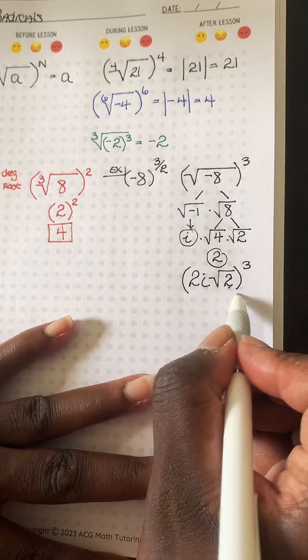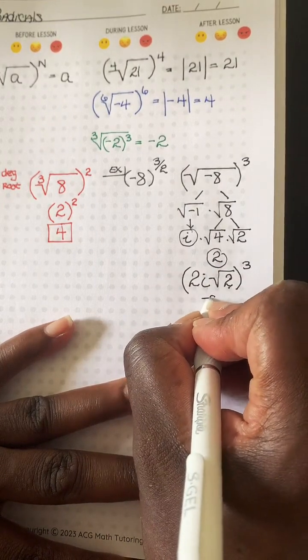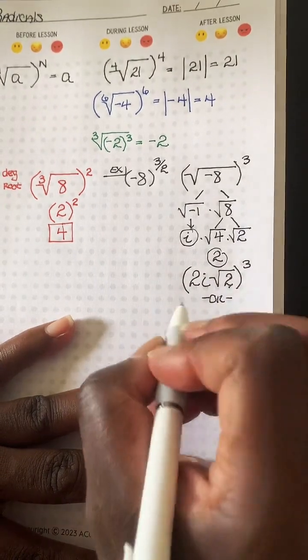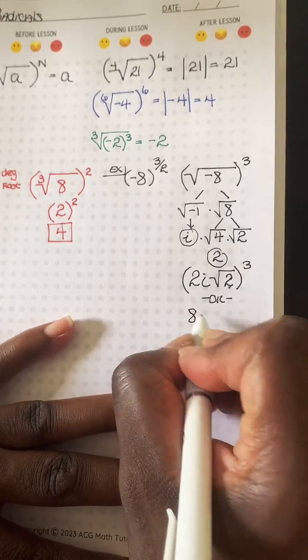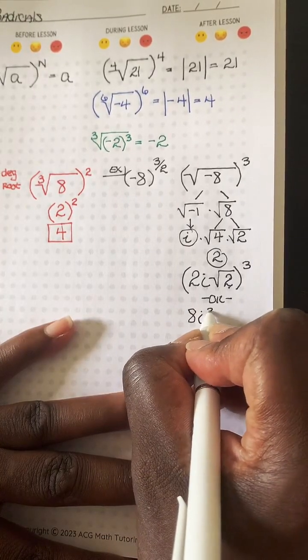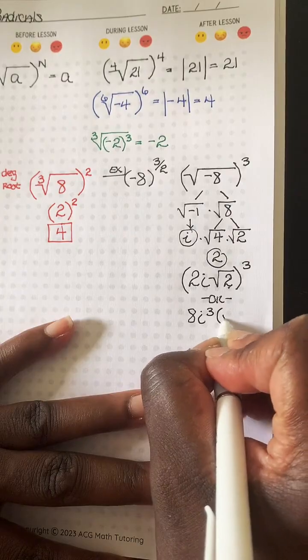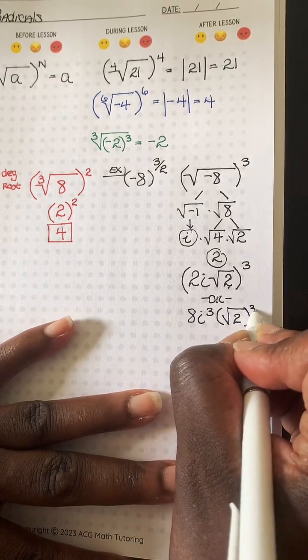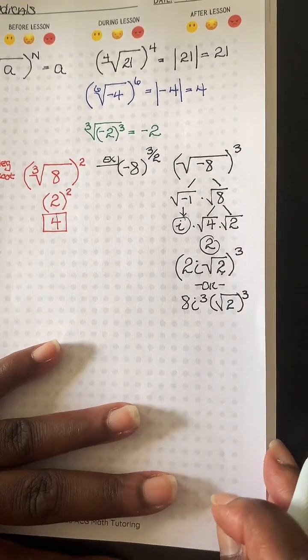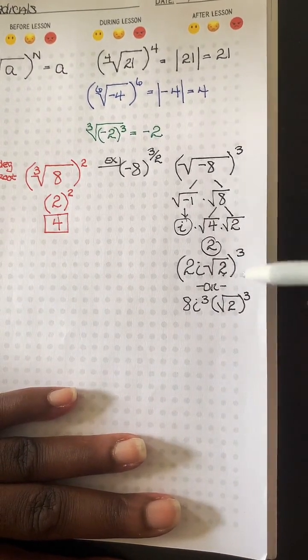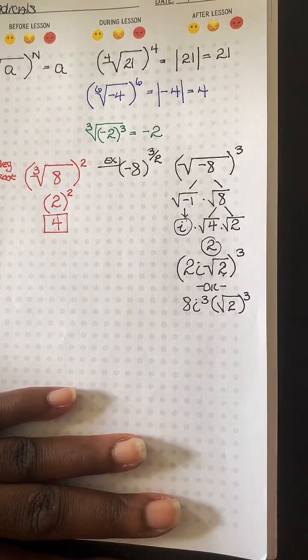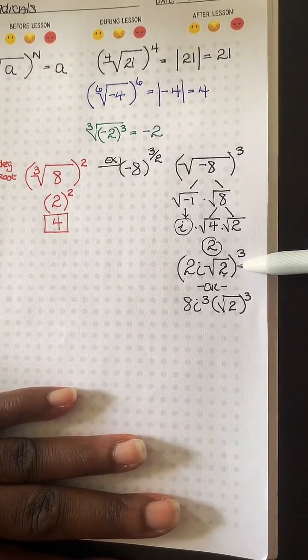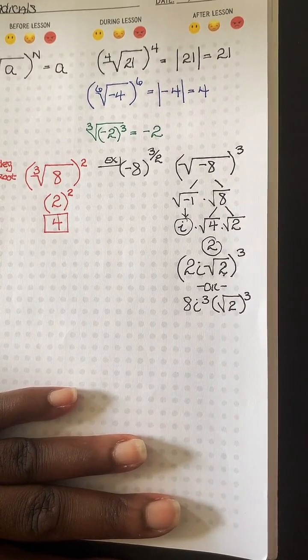So we can either leave our answer like that, or it's going to look like 8i cubed, and then parenthesis square root of 2 cubed. So one of these 2 will be your answers. This one is just distributed out a little bit more.